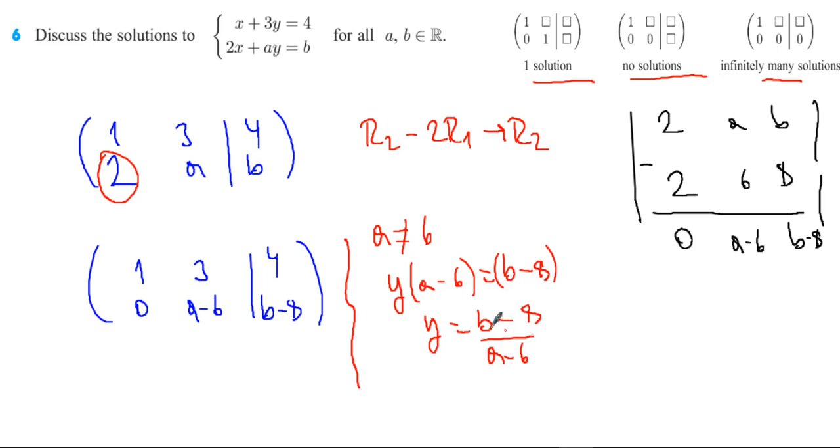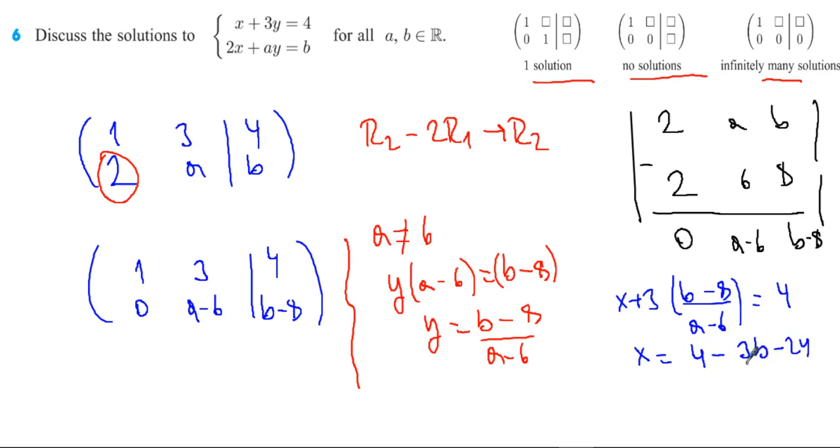So if y is this, then I just have to put it in the first equation. The first equation is x plus 3y, and y we know is b minus 8 divided by a minus 6, equals 4. So from here I just need to solve it. x will be equal to 4 minus 3b minus 24. Okay, let me just put them in brackets, over a minus 6. Then you give common denominators and you simplify, and you will find x. So it's the first case.